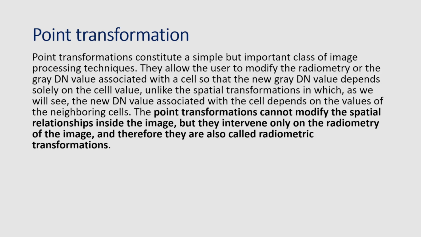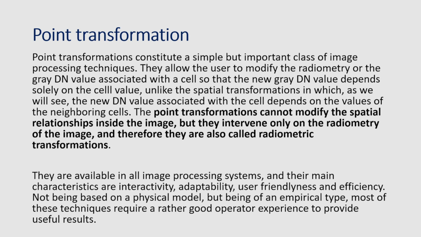The point transformations cannot modify the spatial relationships inside the image, but they intervene only on the radiometry of the image, and therefore they are also called radiometric transformations. They are available in all image processing systems, and their main characteristics are interactivity, adaptability, user-friendliness, and efficiency. Not being based on a physical model, but being of an empirical type, most of these techniques require a rather good operator experience to provide useful results.